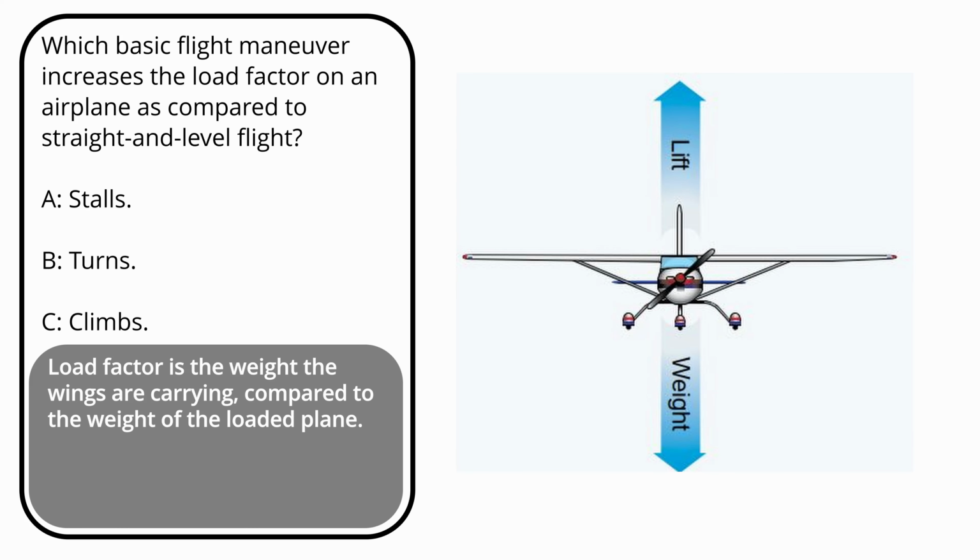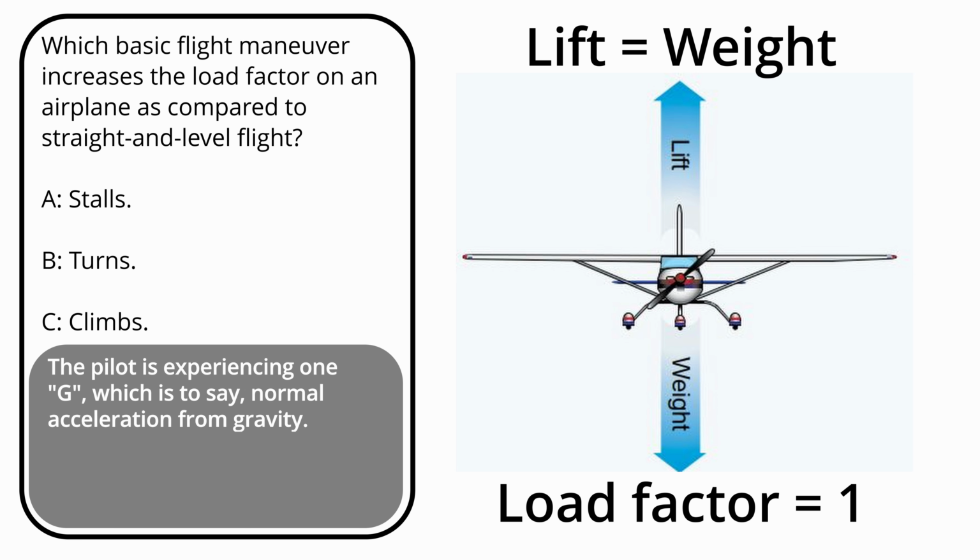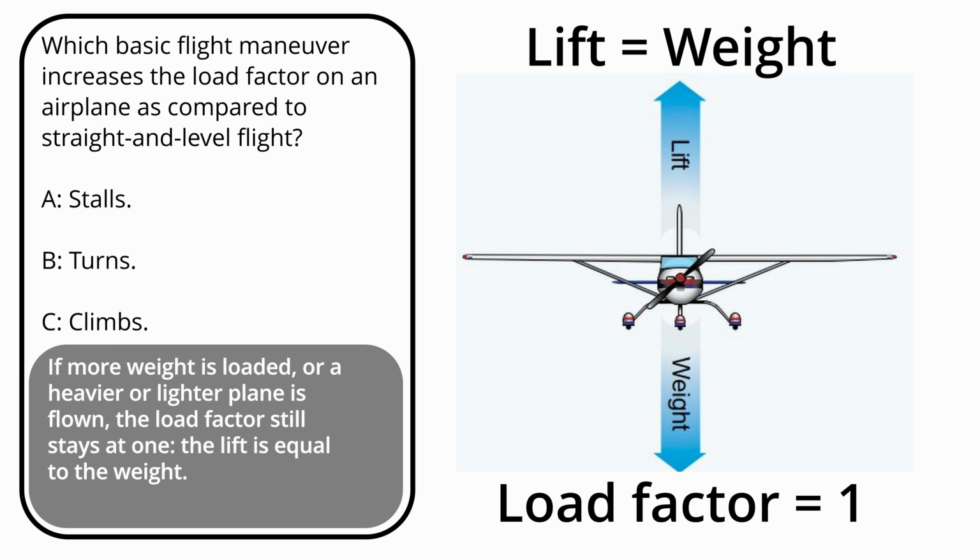Load factor is the weight the wings are carrying compared to the weight of the loaded plane. In level flight, they're just holding the weight of the airplane, which we call a load factor of 1. The pilot is experiencing 1g, which is to say normal acceleration from gravity. If more weight is loaded or a heavier or lighter plane is flown, the load factor still stays at 1. The lift is equal to the weight.